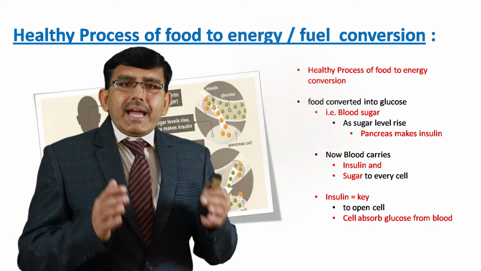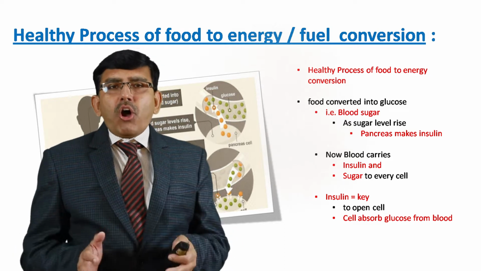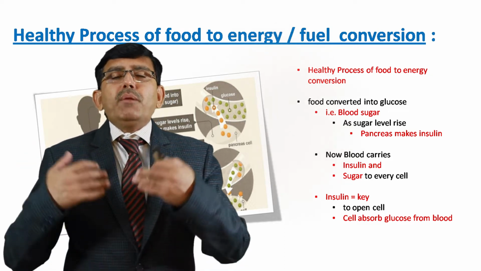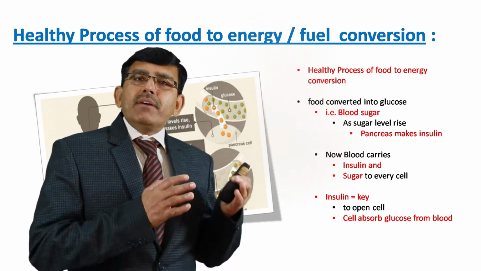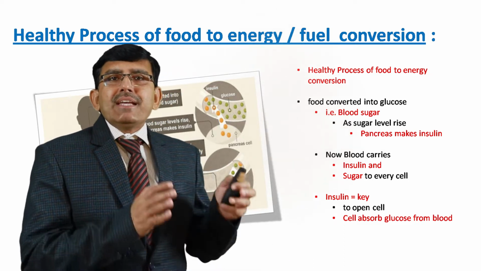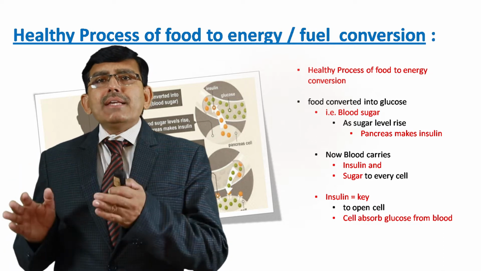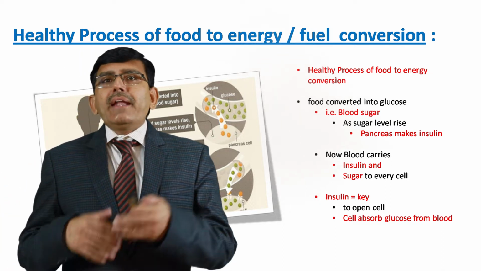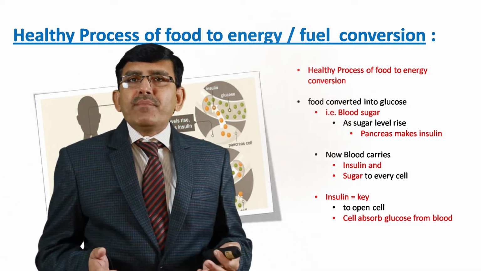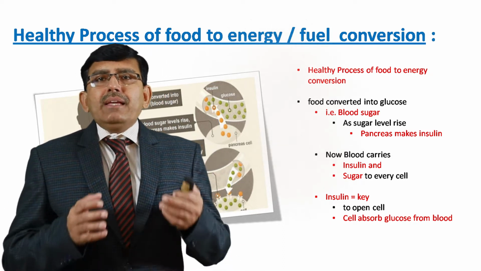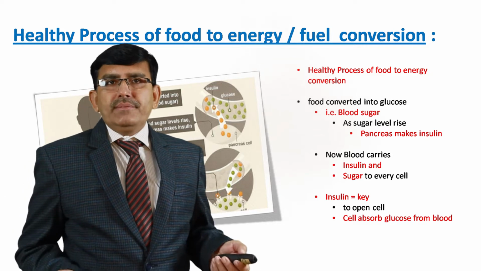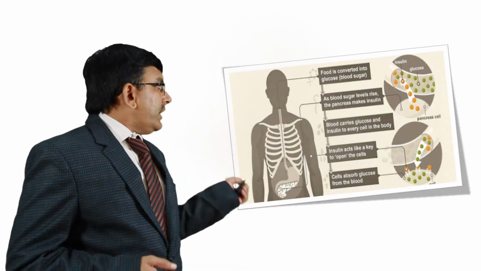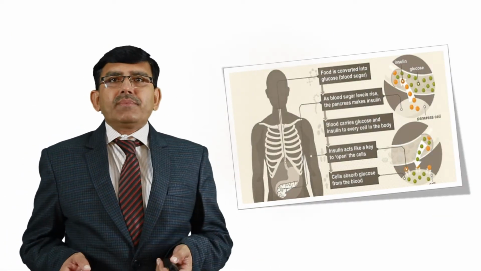Now blood carries insulin along with sugar, and it will be absorbed by the cell. Here, as we have assumed from the beginning, the cell works as a lock and insulin works as a key to open the cell and absorb glucose from the blood, as shown in this particular slide.